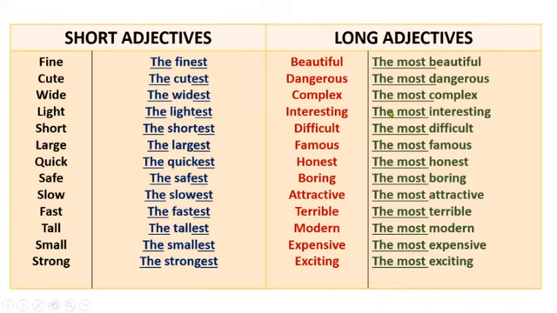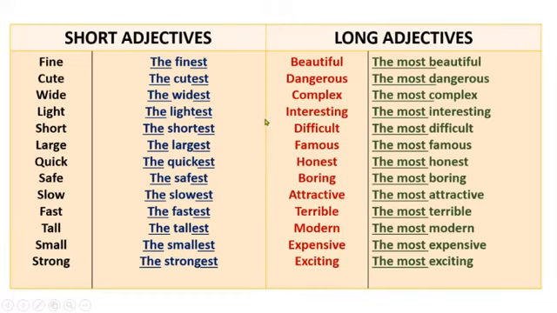Now, what about long adjectives? Long adjectives are different. We have, for example, the article the plus most. For example, beautiful, the most beautiful; dangerous, the most dangerous; complex, the most complex; interesting, the most interesting; difficult, the most difficult; famous, the most famous; and honest, the most honest.